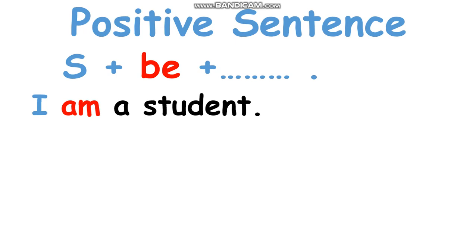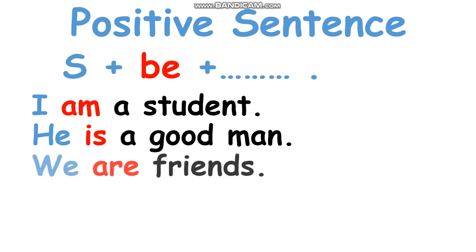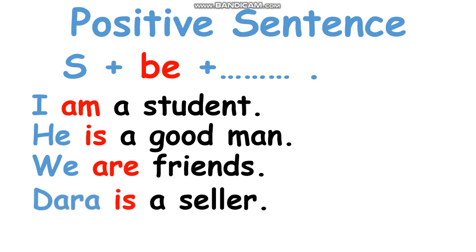I am a student. Alright, he is a good man. Why do we use is here? Because of the subject he, right? So he, she, and it we use with is. Very good. We are friends. So subject we plus verb to be are, we are friends. So this we call a positive sentence.